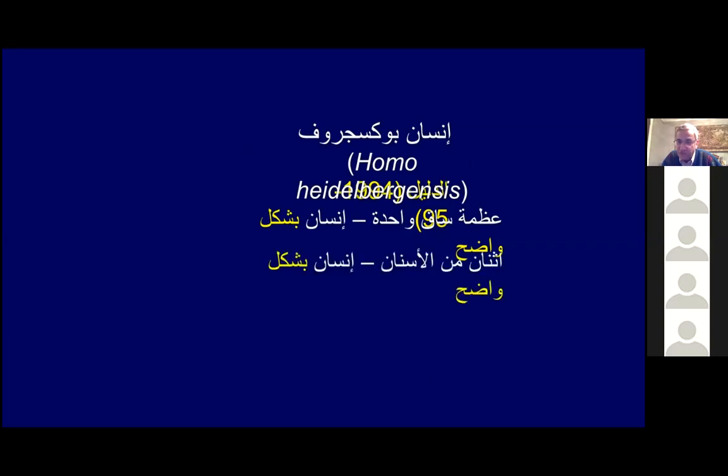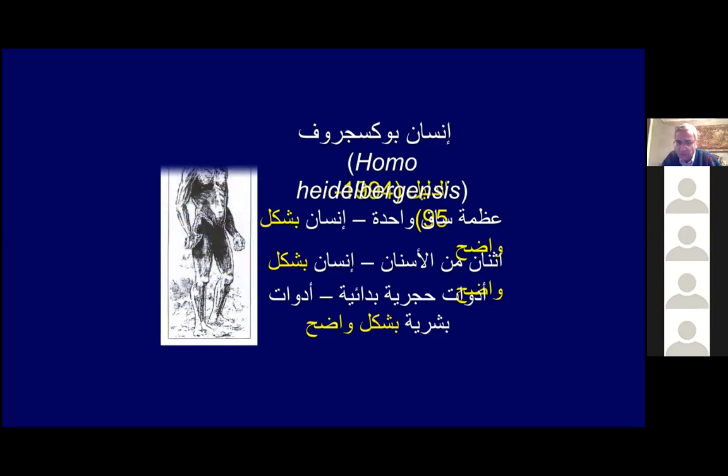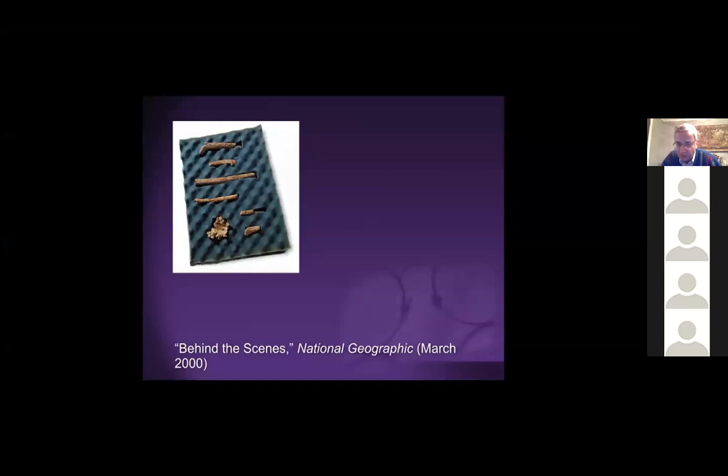The Boxgrove Man, again, they considered it an intermediate, but it proved to be completely human, and it's completely wrong. Let me just show you this, and then we'll open the time for discussion before we finish. This is called Behind the Scenes in National Geographic.